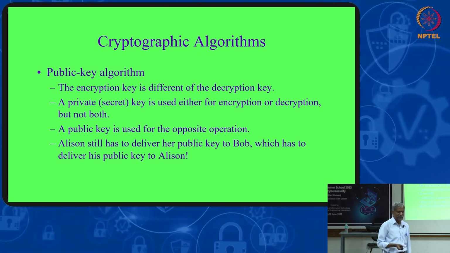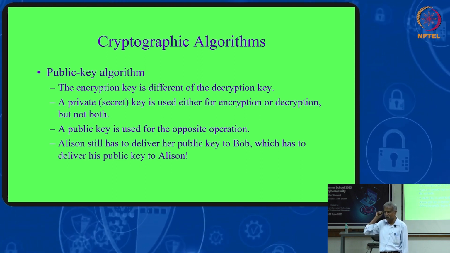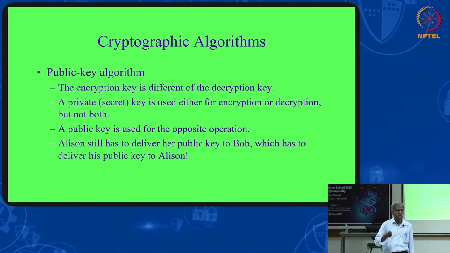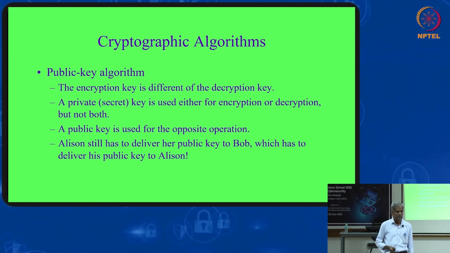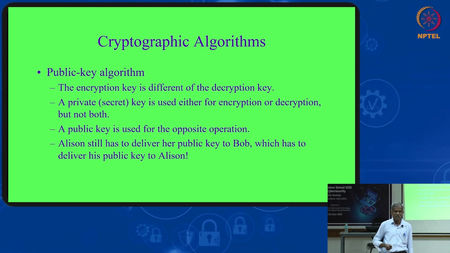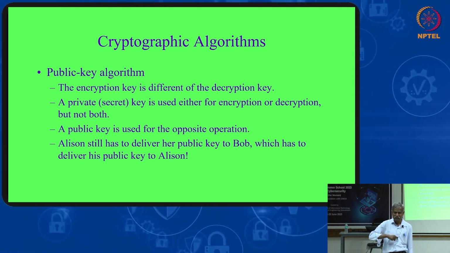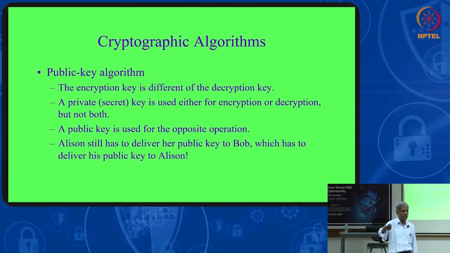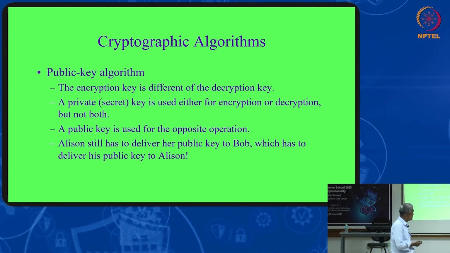In symmetric key, both the sender and receiver are using the same key. In the public key, the sender is using one key, sender's public key or private key, and the receiver will be, suppose I am using the public key, it will be known to everybody. So the receiver will be using a private key.